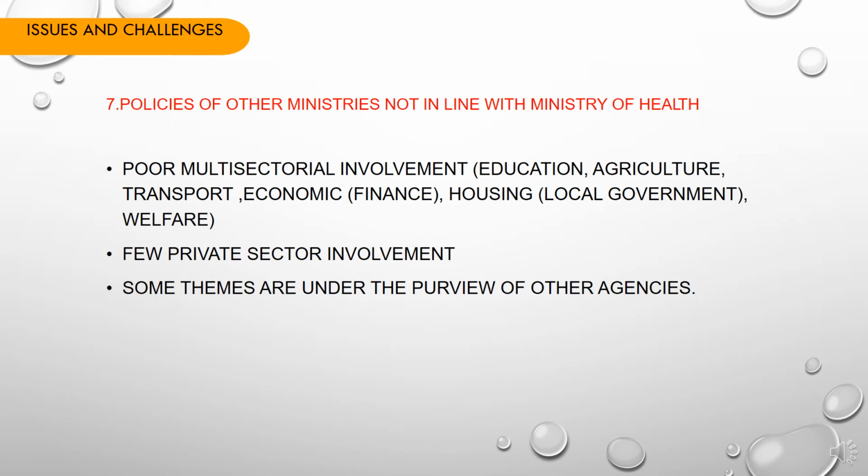Number 7, the policies of other ministries which are not in line with the Ministry of Health. So there is still poor multi-sectoral involvement in education, agriculture, transport, economic, finance, housing, and welfare, and few private sector involvement.